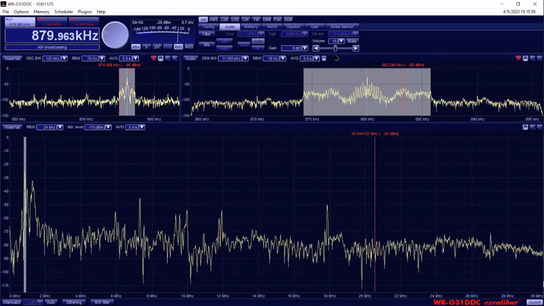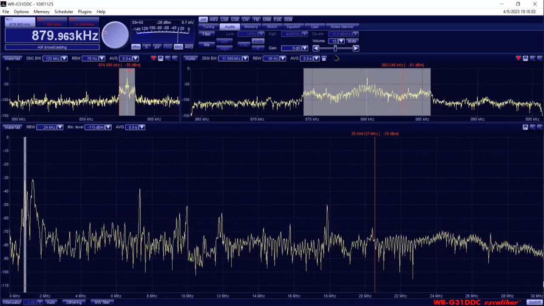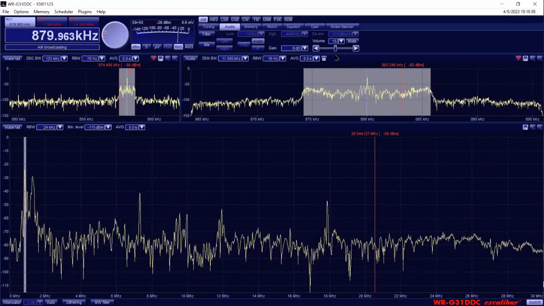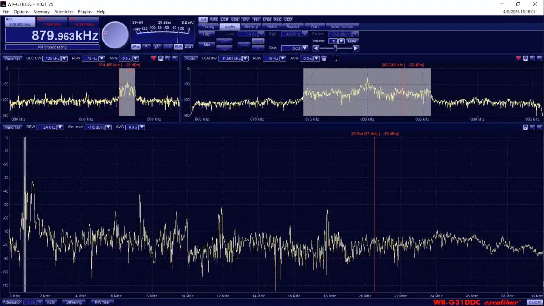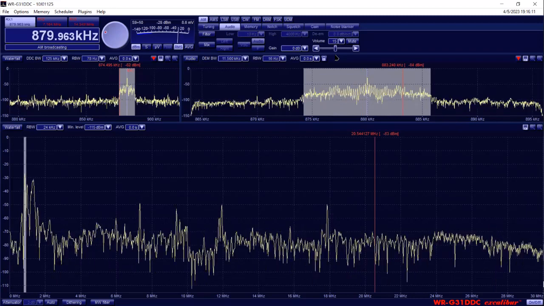Now, if you can see right in the middle there at the top, that spike that's sticking up and isn't changing, that is the carrier for that AM station.